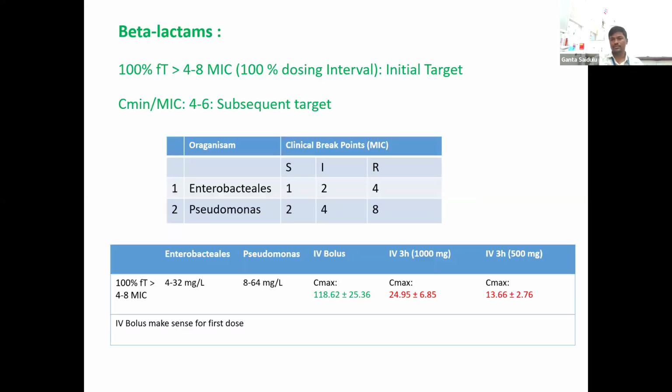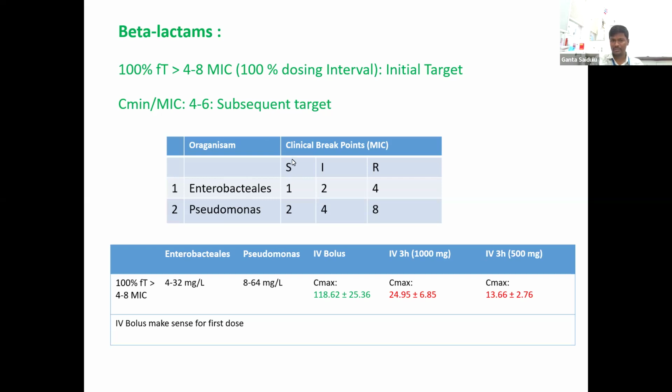So, coming to the beta-lactams, the ideal ICU target recommended by the different societies: for 100% of the dosing interval, your drug concentration should be maintained at 4 to 8 times the MIC. That is the initial target. And the subsequent target, Cmin by MIC, should be around 4 to 6. This is the subsequent target.